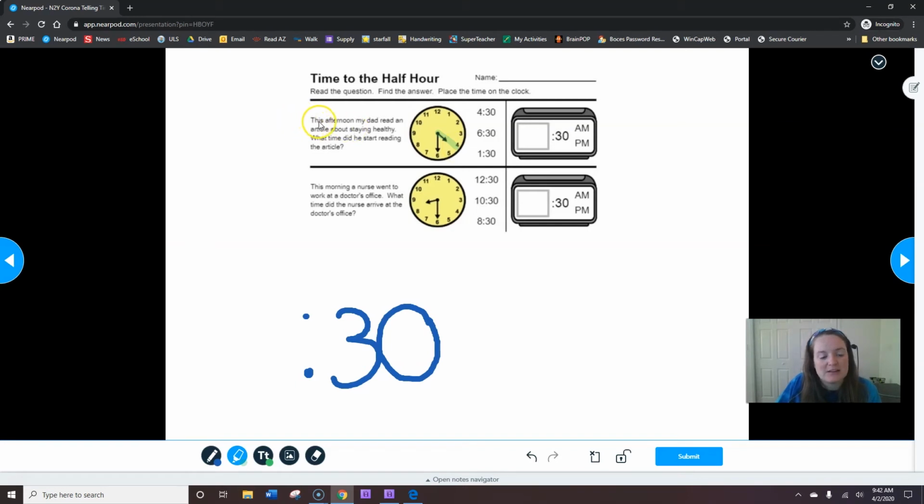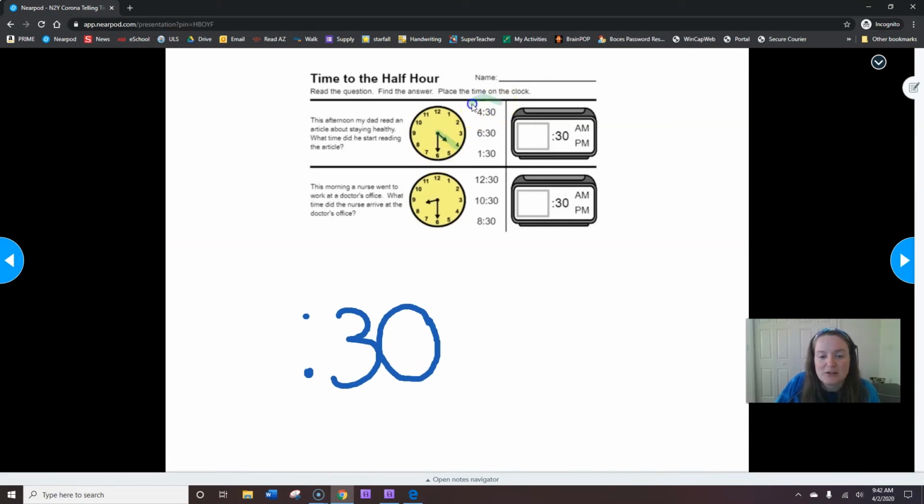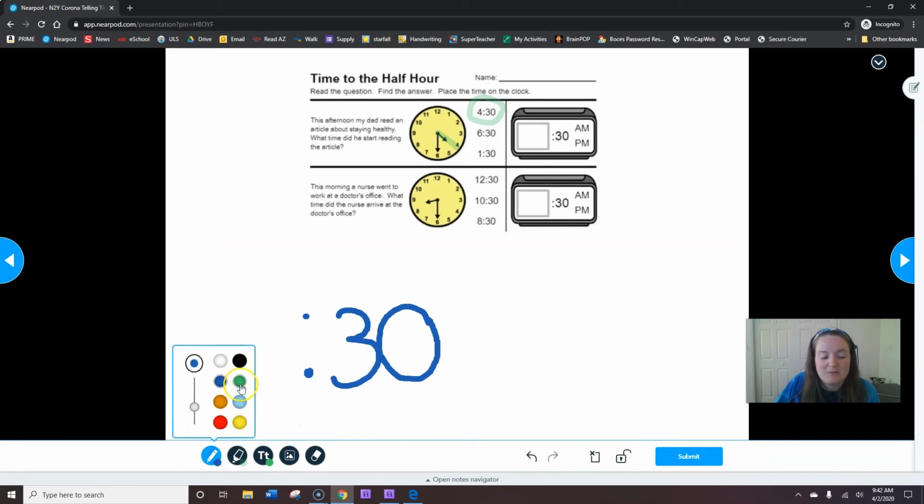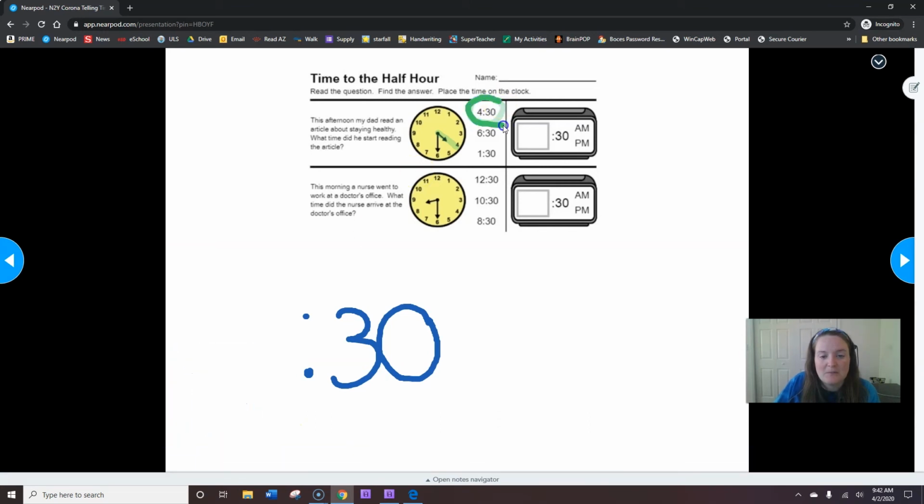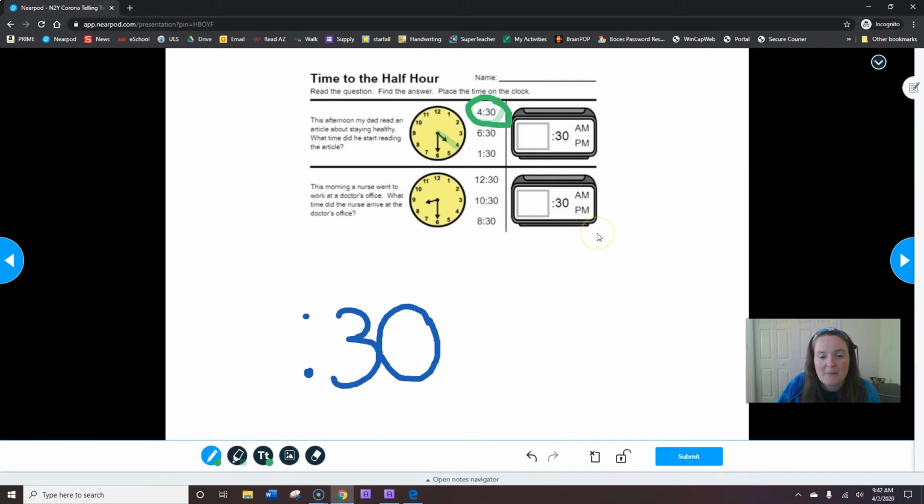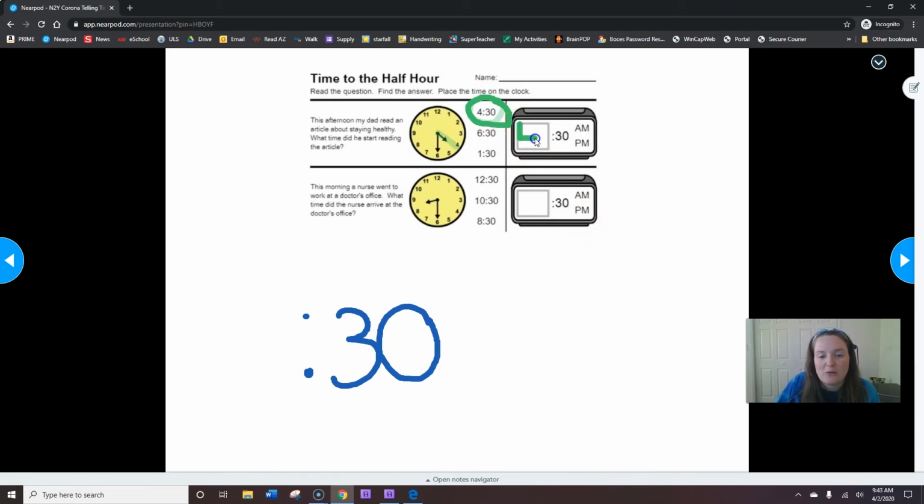So, the reading is, this afternoon, my dad read an article about staying healthy. What time did he start reading the article? So this shows us 4. And remember, the 6 shows us 30. 5, 10, 15, 20, 25, 30. So this clock shows us 4:30. Now I circled 4:30, can you? Okay. Now, we need to write in 4:30.